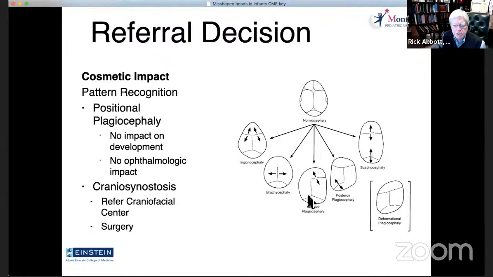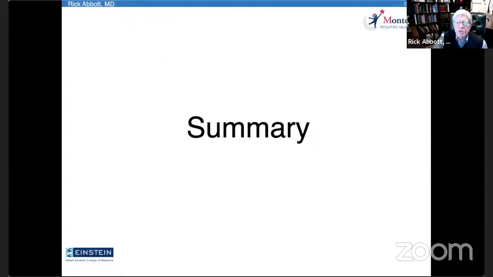That's in contradistinction to these other head shape abnormalities that do have associated risks, should be referred to a craniofacial center early, and surgery may be in the offing if it's severe enough or there's concerns about some of these secondary complications. So I hope I've given you some idea about where all this sits, and how to differentiate a child who has a safe skull anomaly versus a child that is probably going to require treatment.